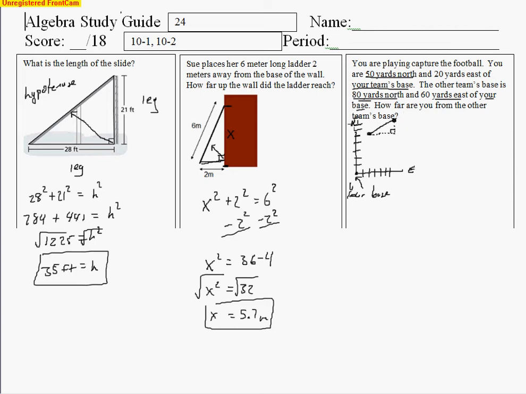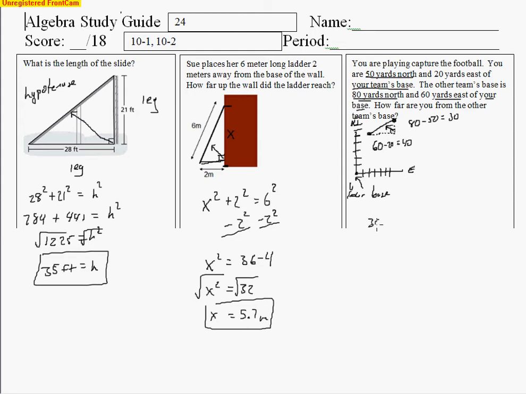And so if you could count those spaces or just do that subtraction, 80 minus 50, that gives us 30. So 30 yards is the distance for this vertical distance. Now the horizontal distance is the easterly direction. So we have 20 yards east and 60 yards east. If we subtract those, 60 minus 20, that gives us 40. And so those are the 2 legs of the right triangle. We're trying to find the hypotenuse.